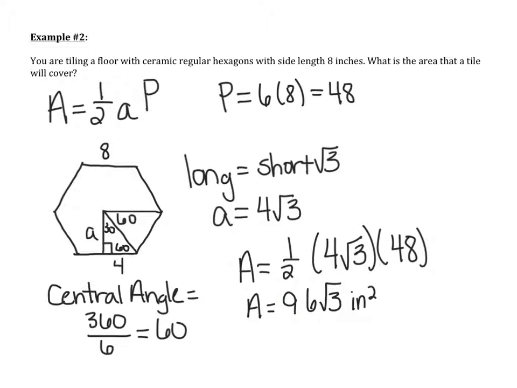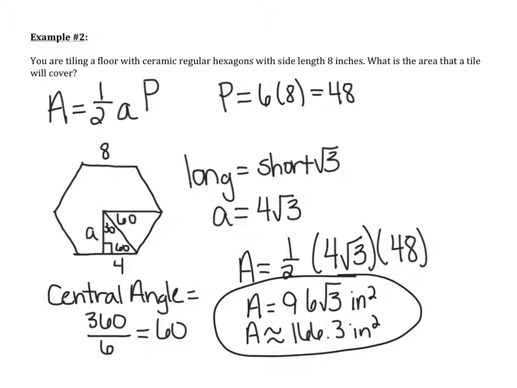So you would want to get a decimal approximation by putting it into your calculator. So 96 times the square root of 3 is approximately equal to 166.3 square inches. So again, that would be our final answer. The 96 square root of 3 is our exact answer, and 166.3 is our approximate answer.